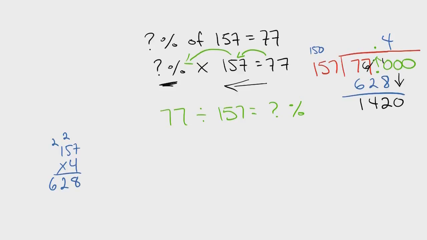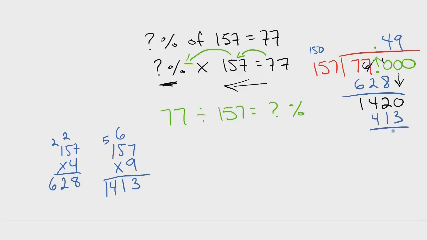Well, I'm guessing it's 9 because 10 times 150 is 1,500. I'm going to try 9 times 157. 9 times 7 is 63. Carry the 6. 9 times 5 is 45 plus 6 is 51. Carry the 5. 9 times 1 is 9 plus 5 is 14. 9 works out perfectly, so 9 is going to go up here. And we subtract, and we get 7.